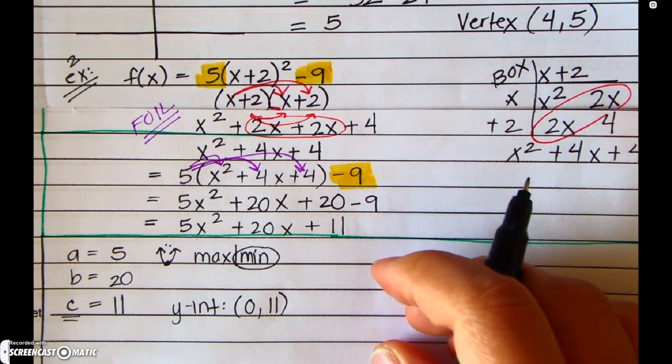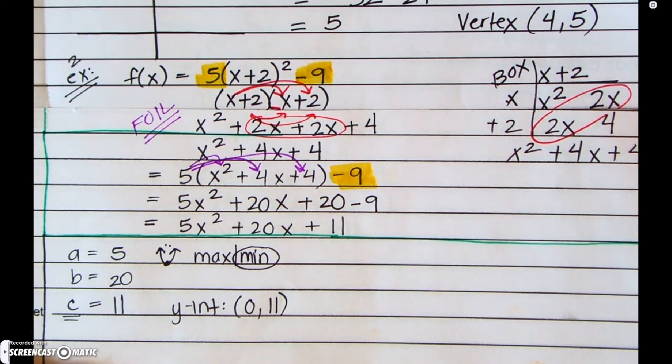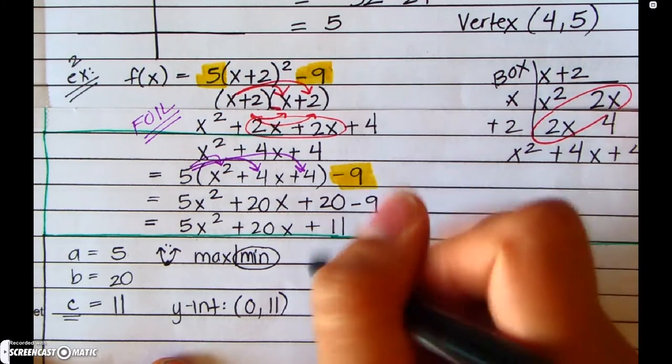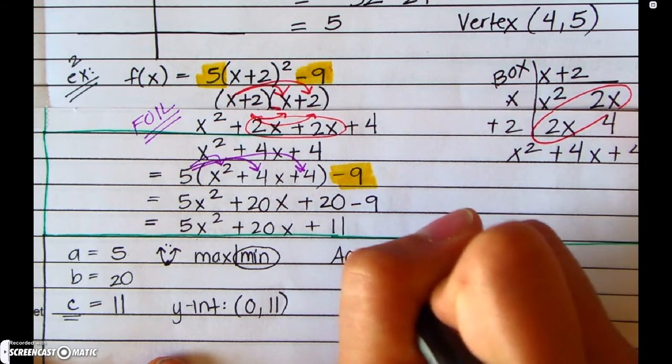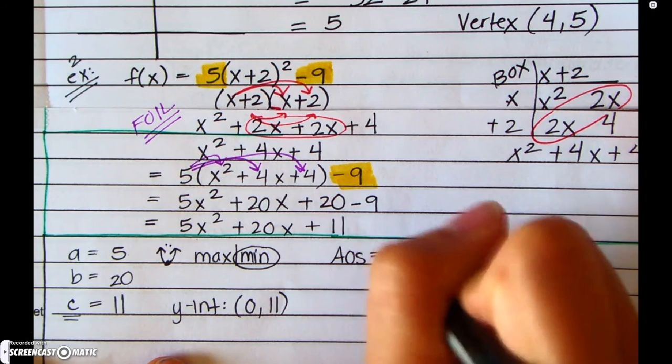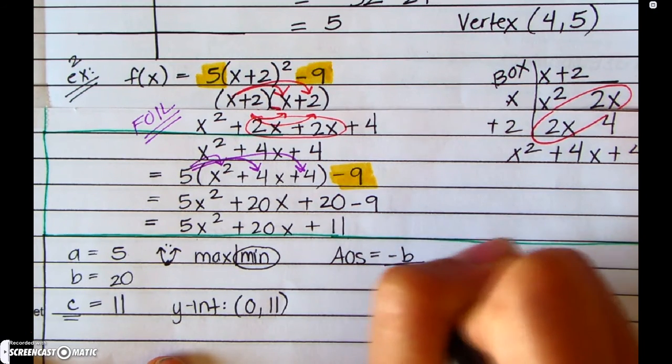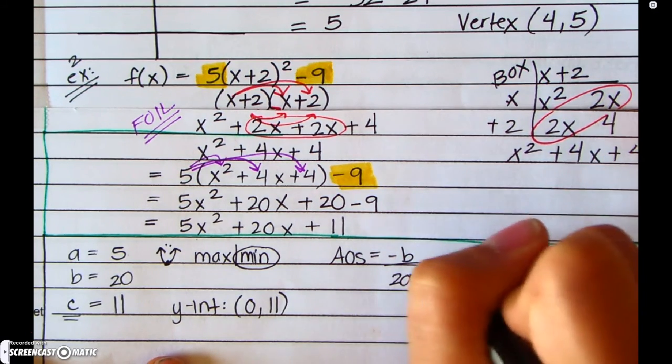The next thing we're going to find is the axis of symmetry. In order to find the axis of symmetry for a function in standard form, we know we have to use the formula negative b divided by 2a.